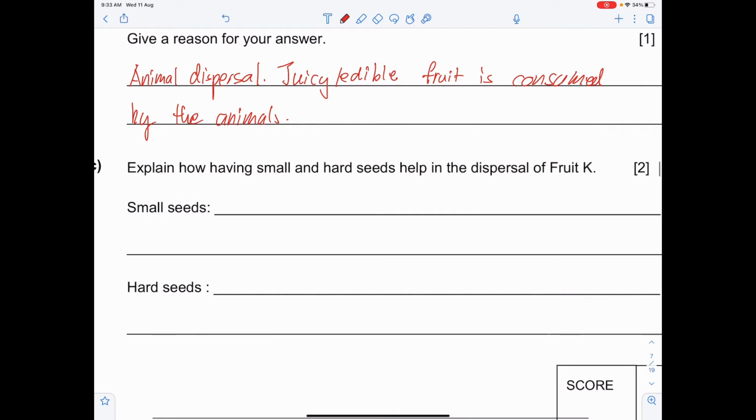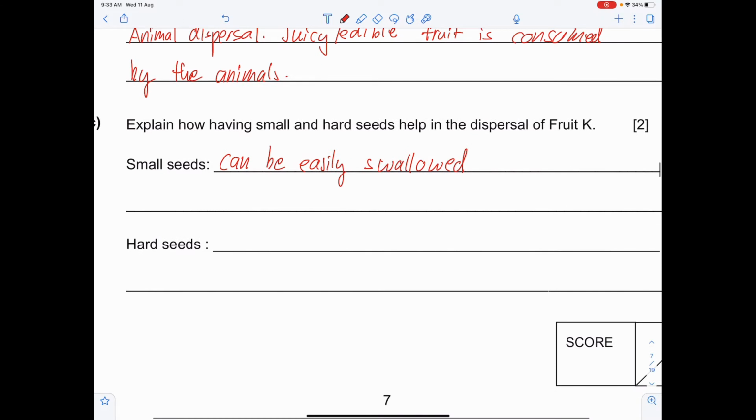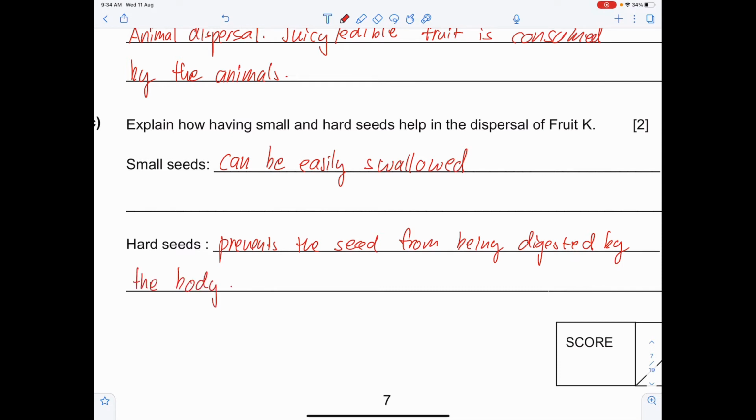Now explain how having small and hard seeds helps in the dispersal of fruit K. For small seeds, this is a very common question we talked about, so that it can be easily swallowed. That's about it. Now your hard seed prevents the seed from being digested by the body, so that you're able to pass it out as waste. So as the animal walks around, it will then be able to pass out the seed.